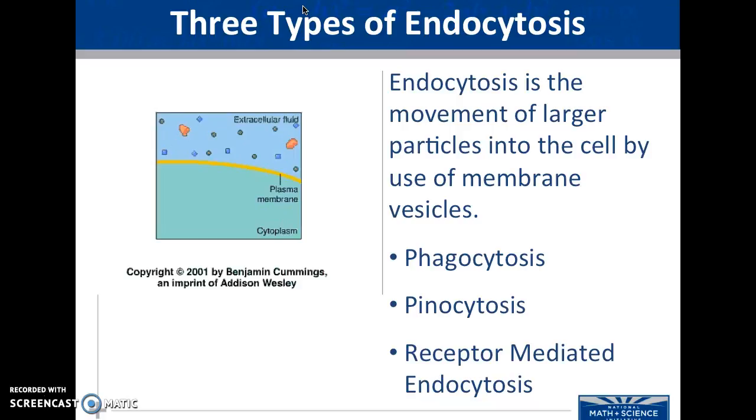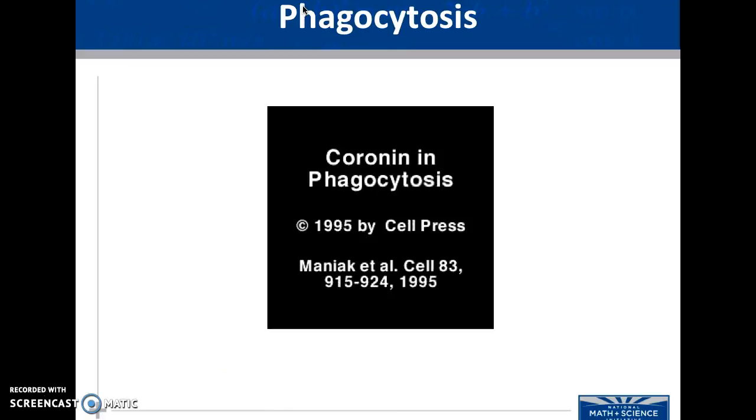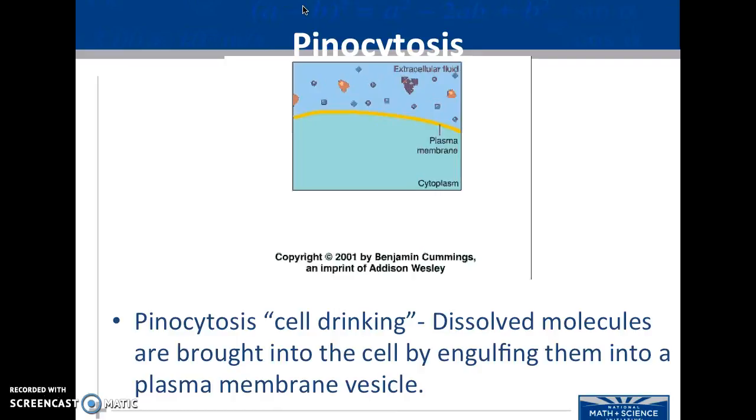There are 3 types of endocytosis. It's the movement of larger particles into the cell by the use of a vesicle: phagocytosis, pinocytosis, and receptor-mediated endocytosis. Phagocytosis is cell eating. The larger molecules or particles are brought into the cell by engulfing them and making a plasma membrane vesicle for it. You can look up videos of this.